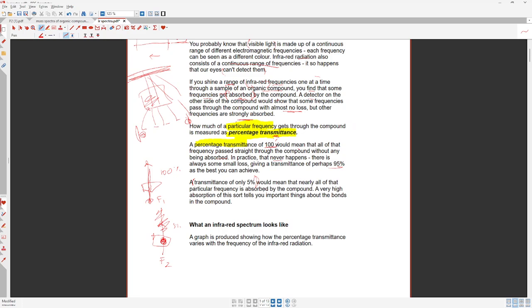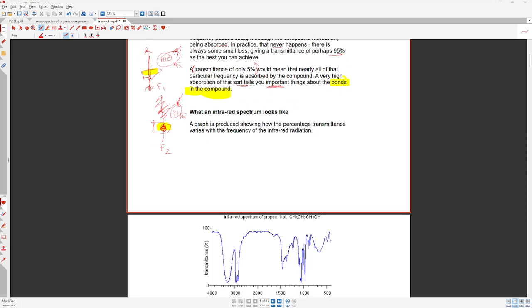What this actually means tells you some important things about the bonds of the compound. The fact that this one has a higher amount getting absorbed and a lower amount getting transmitted, and this one has a higher amount getting transmitted and a lower amount absorbed, tells you something. And what does it tell you? It tells you about the compound itself, about the bonds within that compound. I think that's all we can do for now.